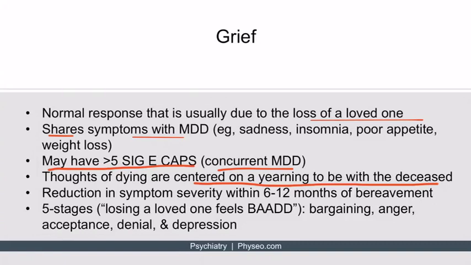Individuals with normal grief will begin to adapt to their loss and feel restored to normal life within 6 to 12 months of bereavement. The Kubler-Ross model of a normal grief reaction deals with 5 specific stages, and you can use the phrase, losing a loved one feels bad, to recall the 5 stages. They include bargaining, anger, acceptance, denial, and depression. These can occur in any order and are commonly accompanied by intense feelings such as waves of sadness, guilt, anger, leaden paralysis, and sporadic hallucinations involving the deceased.